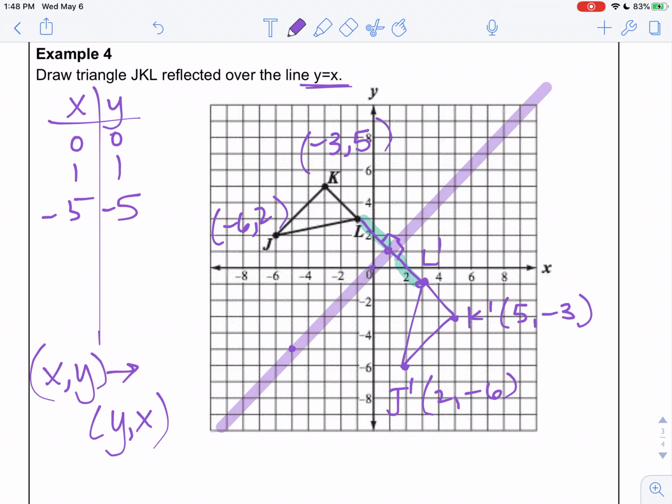Okay, and you always want to eyeball it once you're done. Make sure it makes sense. Does it look like a flip? If you were to fold that paper over, or fold your figure over that line of reflection, would those two figures line up? Okay, one more line of reflection.